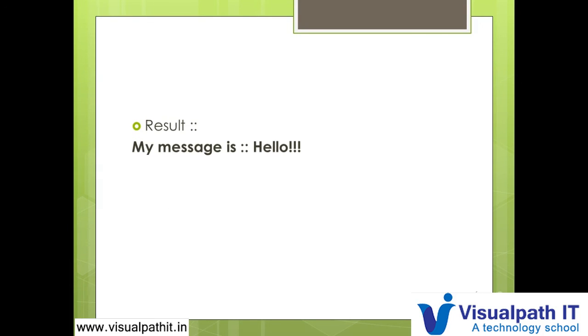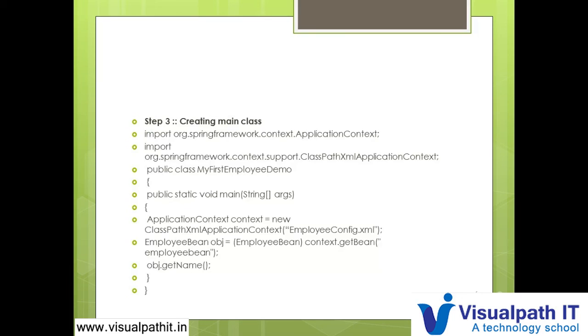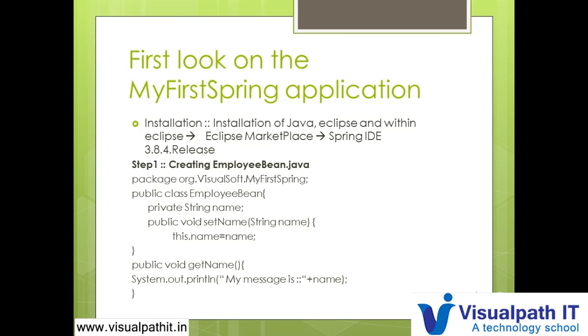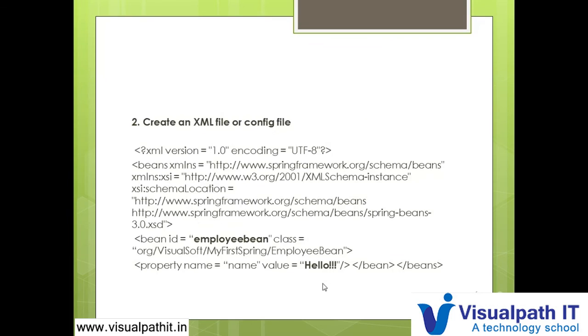So now let's see the result. The result will be: my message is hello. Here my message is what is printed. This hello is taken from this bean value, the property value, that is hello.